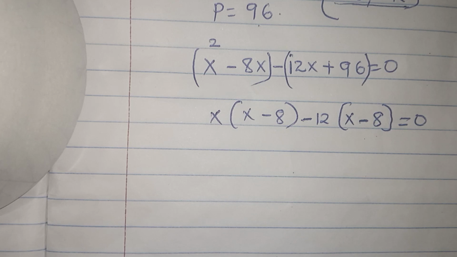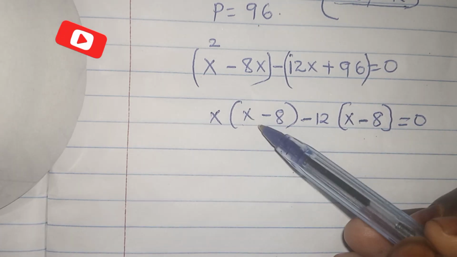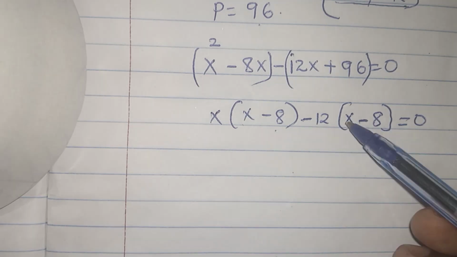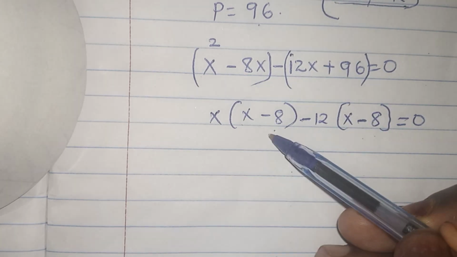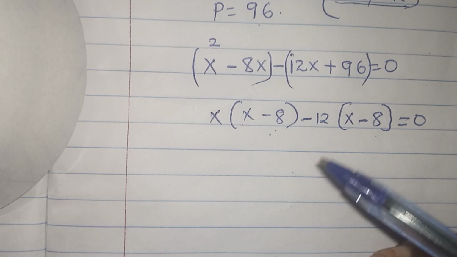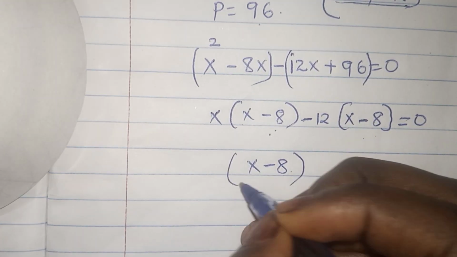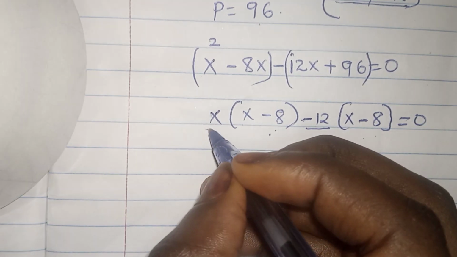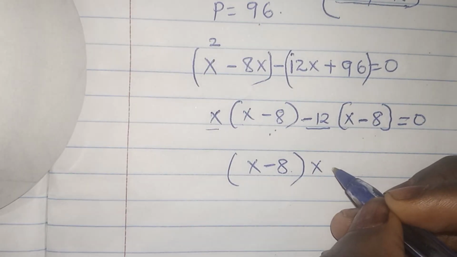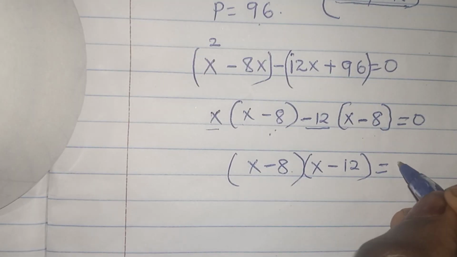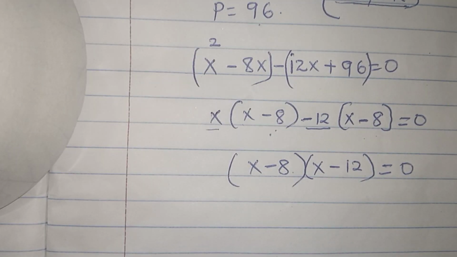Have you seen that? x minus 8, it's the same, it's common. We have x minus 8 on this side and this side. So we are going to pick 1 because they are the same: x minus 8 in a bracket, and pick what is left outside the bracket, x minus 12, equals 0, right?